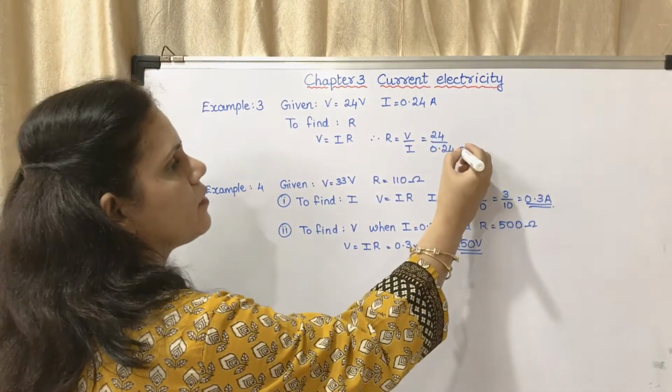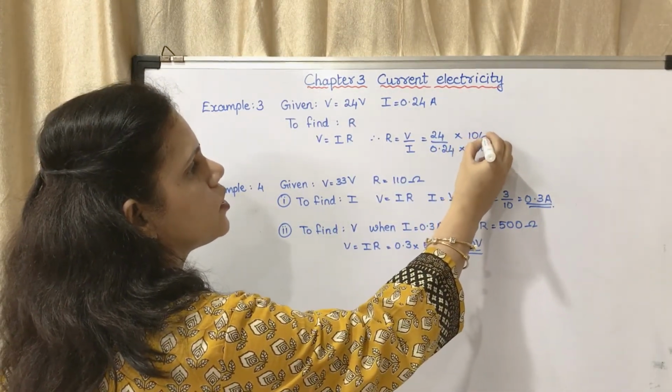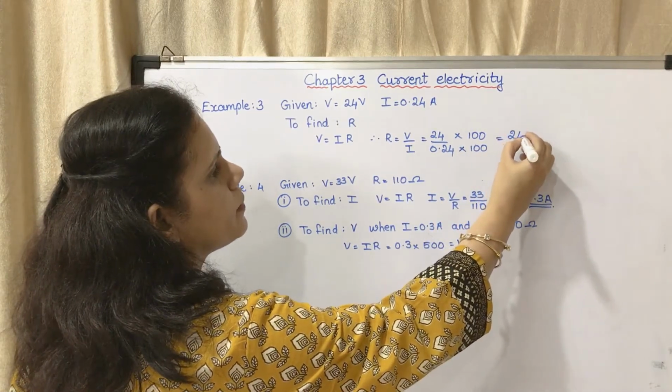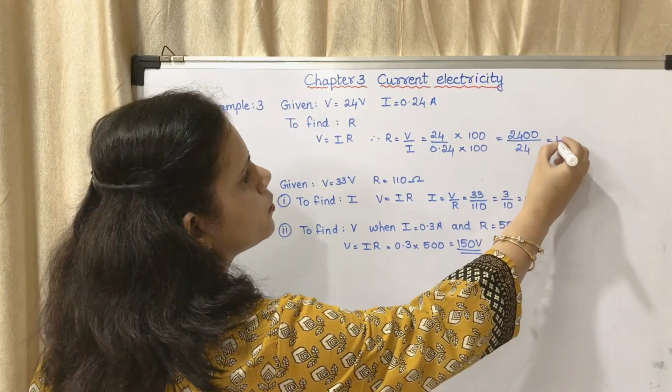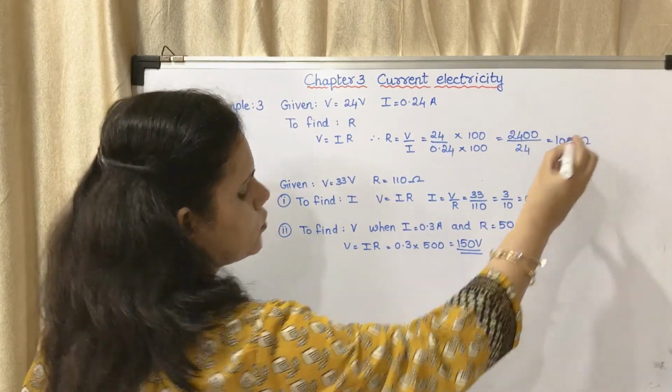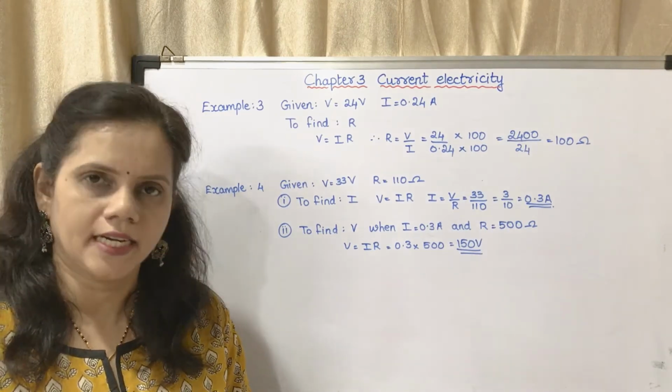You have to get rid of the decimal. So you will multiply this with 100, and this also with 100. So it will become 2400 upon 24. This will be 100 ohms. So that is how you got the answer, that is 100 ohms.